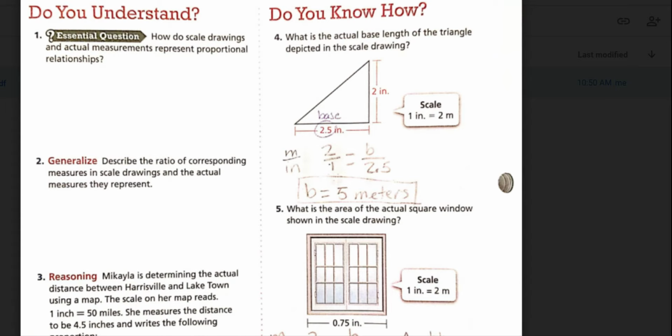Okay, they're asking you how many meters is your base, that's your variable, and they tell you that it's 2.5 inches. I know 2.5 belongs to my denominator because that's where I labeled inches. And again, we're going to cross multiply 2.5 times 2 divided by 1, and we get 5 meters.